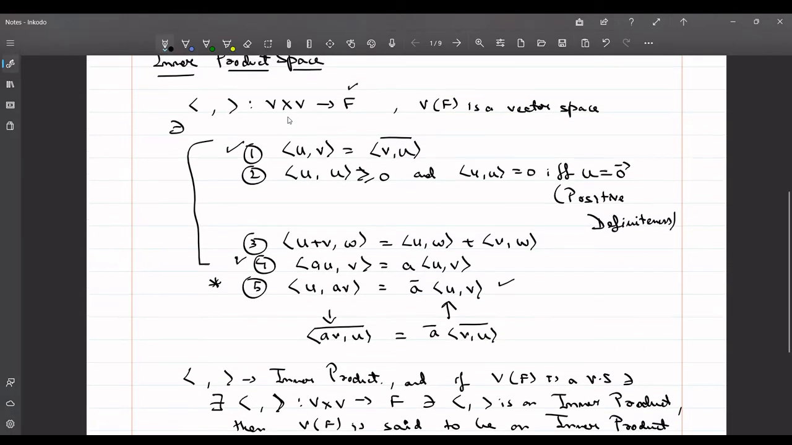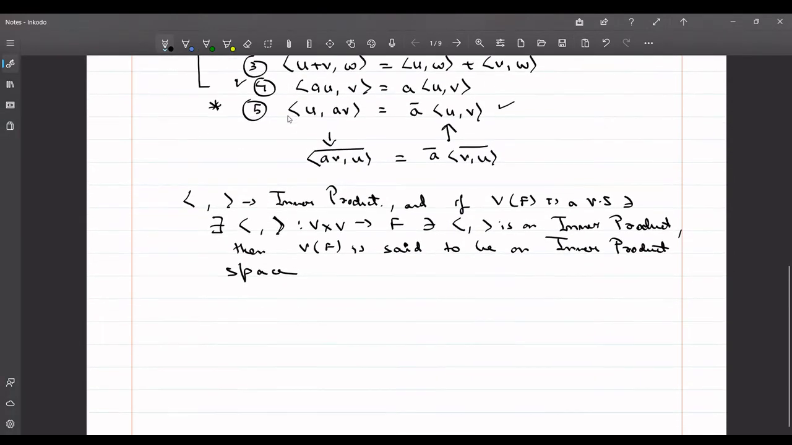So basically, you have a vector space, and if you find a mapping like this from V cross V to F such that it obeys these four conditions, then the mapping is called an inner product. And such a vector space which has this sort of a function definition is called an inner product space. Okay? That is the definition of an inner product space.